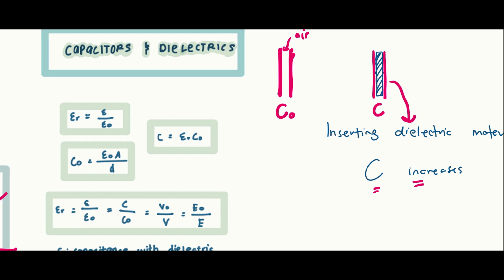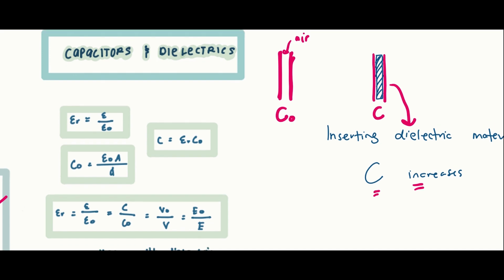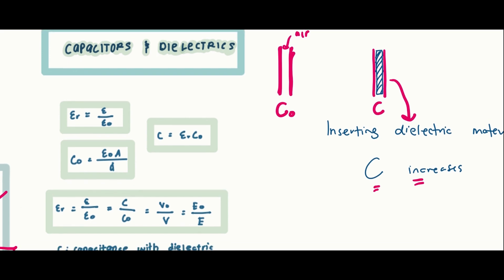We have a long discussion for that reason. When you insert dielectric, the total electric field in between the two plates decreases. As E equals V over D, when E decreases, V also decreases, and as C equals Q over V, when V decreases, C increases. So that's the reason why when we insert dielectric material, the value of capacitance increases.